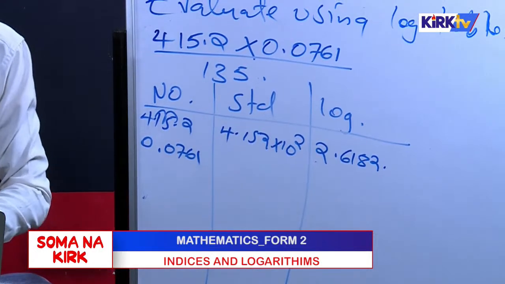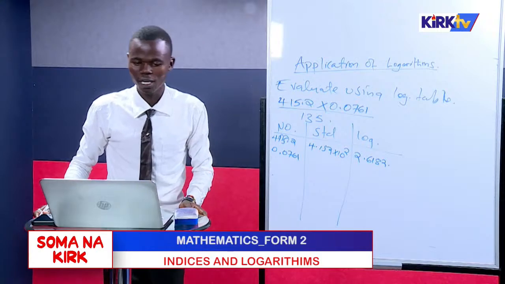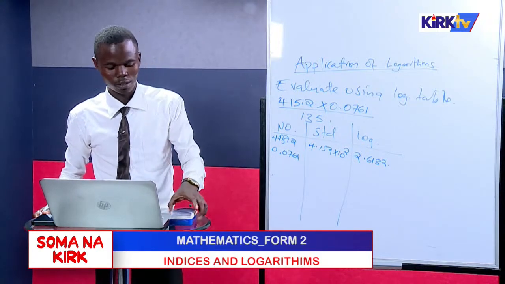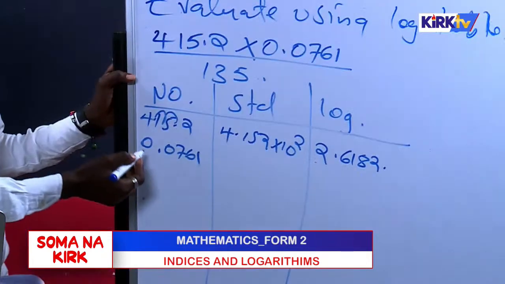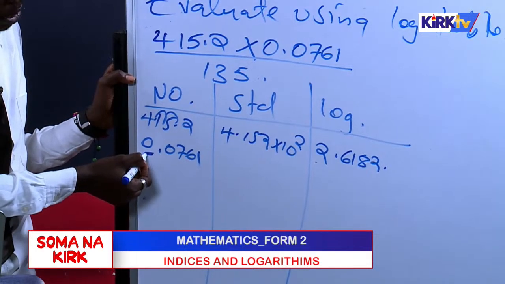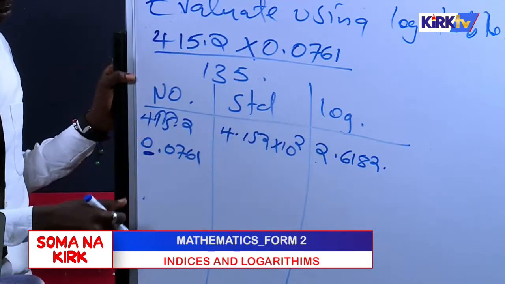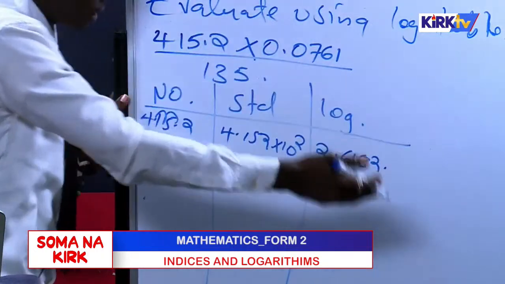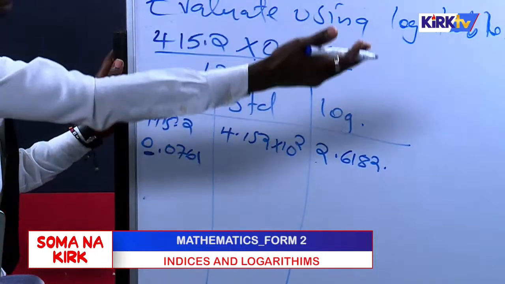Hapa ndio mwanafunzi anakuambia mwalimu, why is it that in an example you bring us easy things, but in exam mnaleta mawe? Si mawe. It is as simple as the moment you see that the mantissa is a 0. The mantissa is a 0, and then there's a decimal point. It means now we are moving from the left to the right. We want to make this number standard form. From the left to the right.